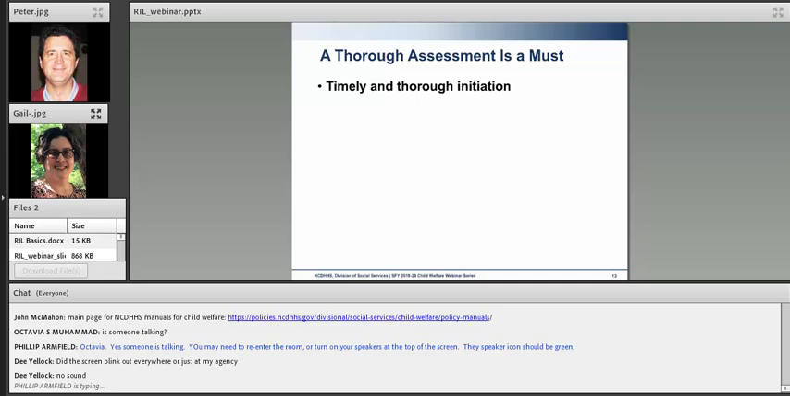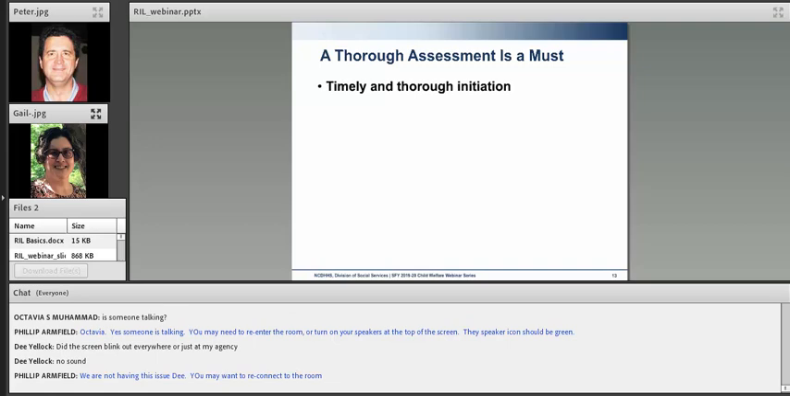Hopefully that has put other questions in your mind. It has brought other people to your mind for collaterals. It has pointed you in a certain direction of things that you need to be doing. So a timely and a thorough initiation and a well-documented initiation is going to be key to making that case decision at the end.